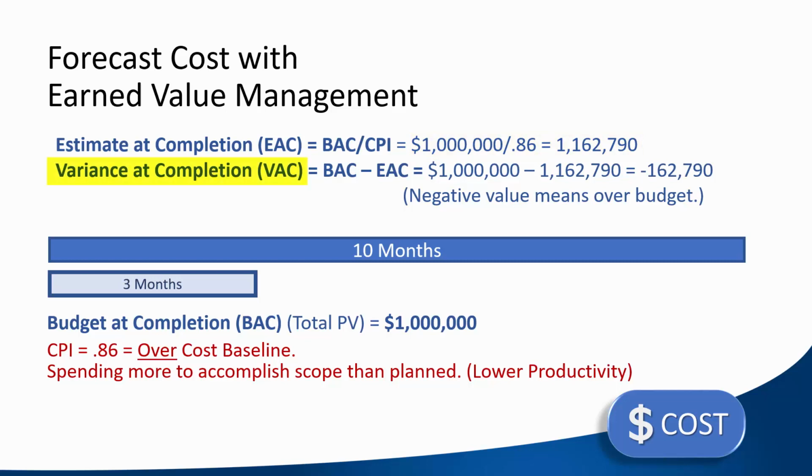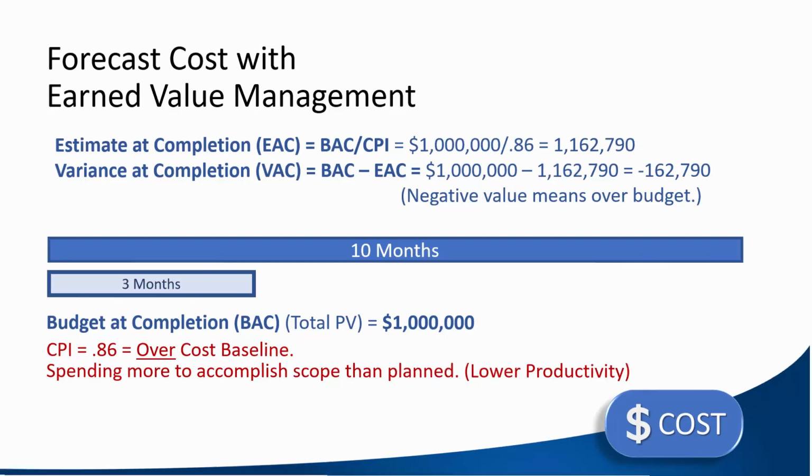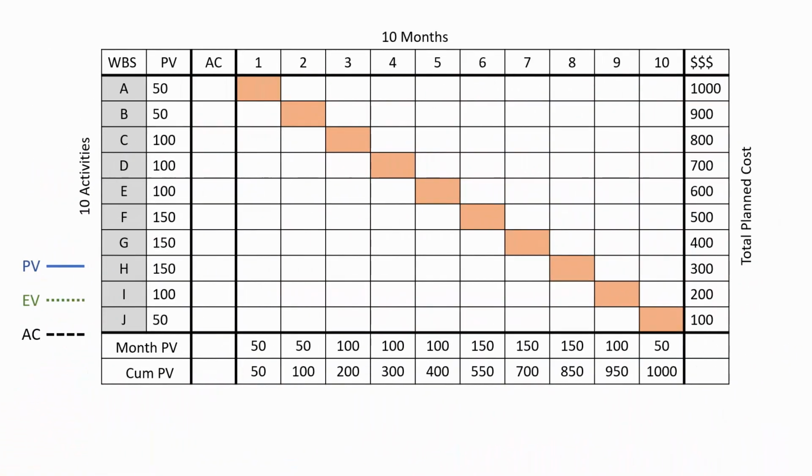The variance at completion is easy to calculate. The budget at completion minus the estimate at completion is the variance at completion. In our example, it is easy to see that the project on its current path will overrun the cost baseline by $162,790. There are 2 more cost forecasts we can make. Before we do that, let's look at the details of this 10-month project.